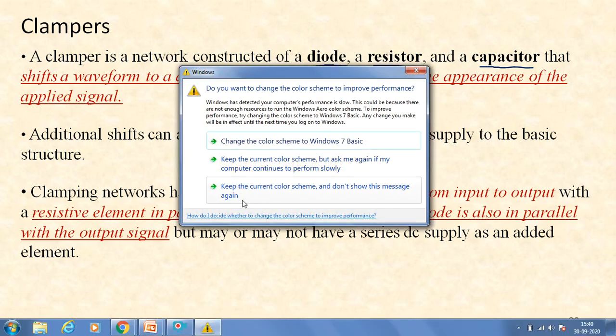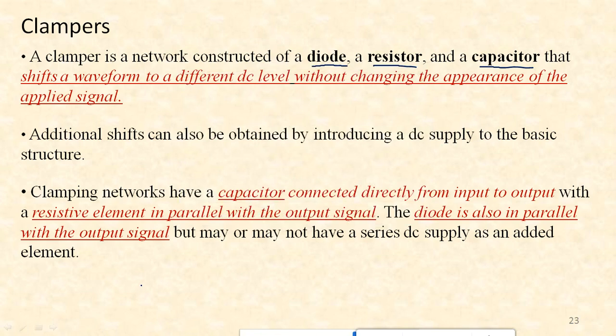Finally, clamping networks have a capacitor. There is a capacitor connected directly from the input to the output, with a resistive element in parallel with the output signal. The diode is also in parallel with the output signal, but may or may not have a series DC supply as an added element. So it may or may not have a DC supply associated with it.